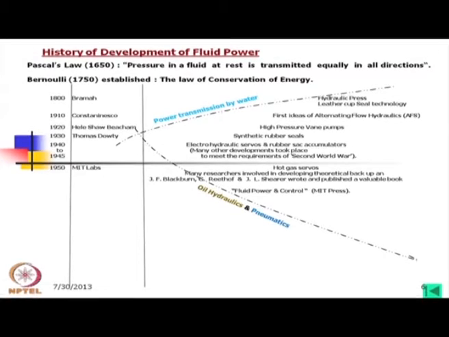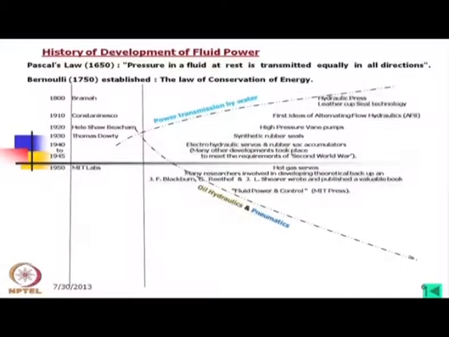After that, in 1950, MIT, that is Massachusetts Institute of Technology, developed a fluid power laboratory just to give theoretical support to the fluid power components already being used or developed during the last few years. The outcome was published in a book, Fluid Power and Control, which was edited by Blackburn, Reethof and Shearer. All are MIT people.